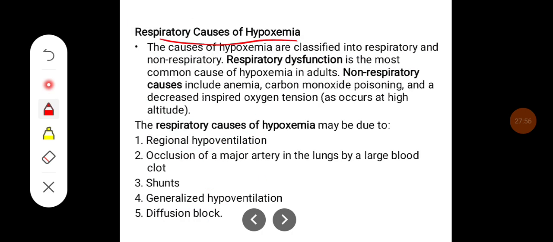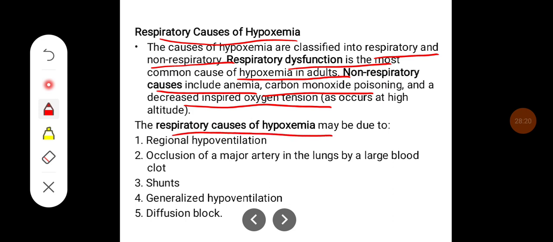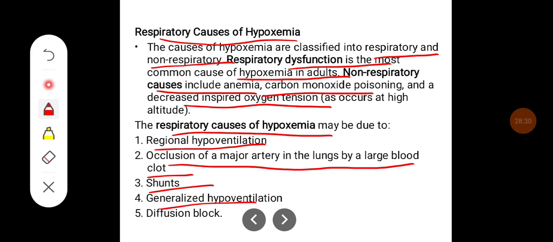Then respiratory causes of hypoxemia. The causes of hypoxemia are classified into respiratory and non-respiratory. Respiratory dysfunction is the most common cause of hypoxemia in adults. Non-respiratory causes include anemia, carbon monoxide poisoning, and decrease in oxygen tension as occurs at high altitude. The respiratory causes of hypoxemia may be due to regional hypoventilation or occlusion of the major artery in the lungs by a large blood clot, or by shunts, or generalized hypoventilation, and diffusion block.